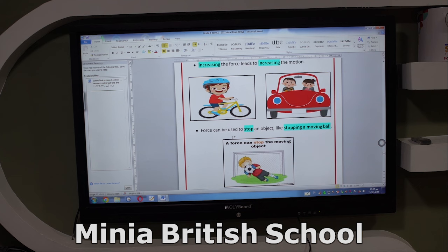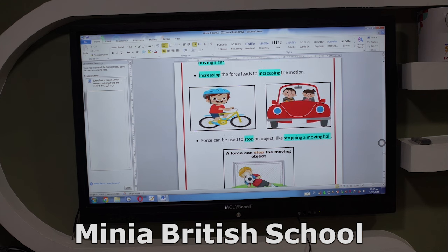Another question, what will happen if we increased our force? What will happen to the motion? I think it will increase too. So we have this sentence: increasing the force leads to increasing the motion. Don't forget, increase. The opposite, decrease. Decreasing the force leads to decreasing the motion. So more force, more motion. Less force, less motion. Don't forget this information.